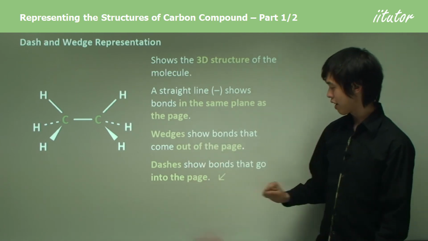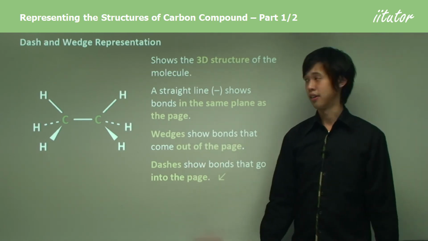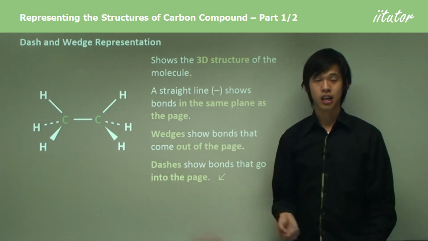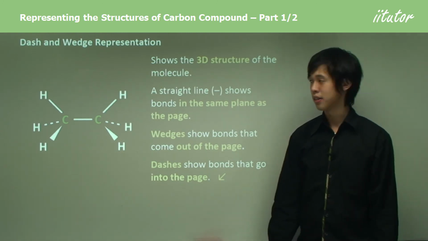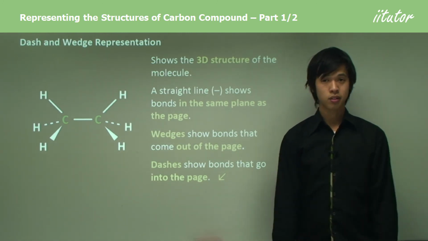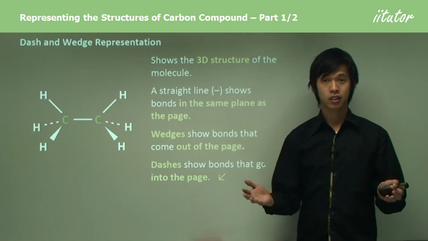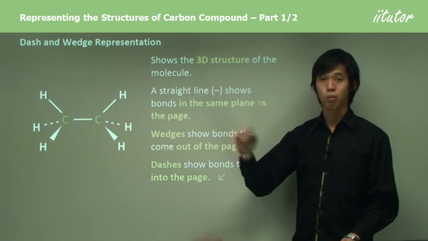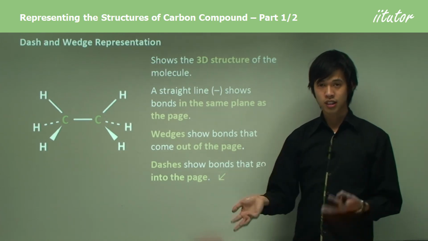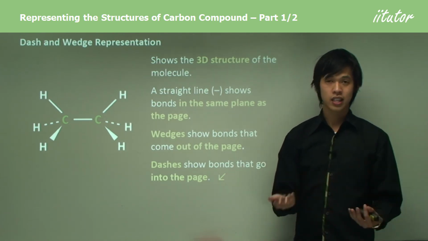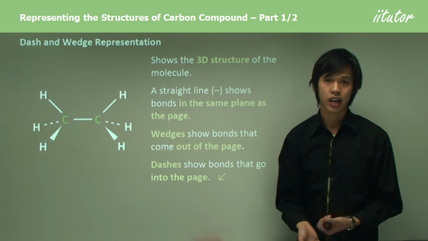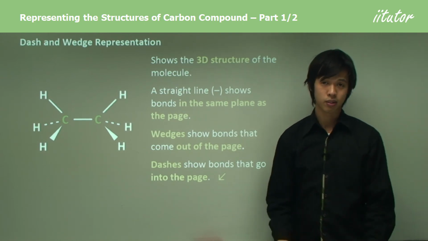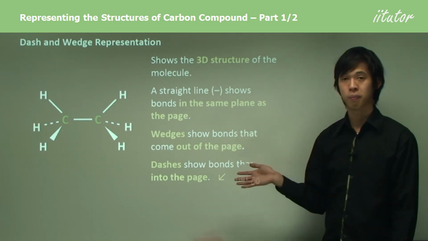Okay? So that wraps up today's lesson on representing carbon compounds and the structural forms. So we talked about the various models from the space filling to ball and stick, Lewis dot structure, structural, and dash and wedge. And so hopefully you can see how each of these has advantages and disadvantages. And in order to communicate effectively between chemists, we need to know how to use all of them.